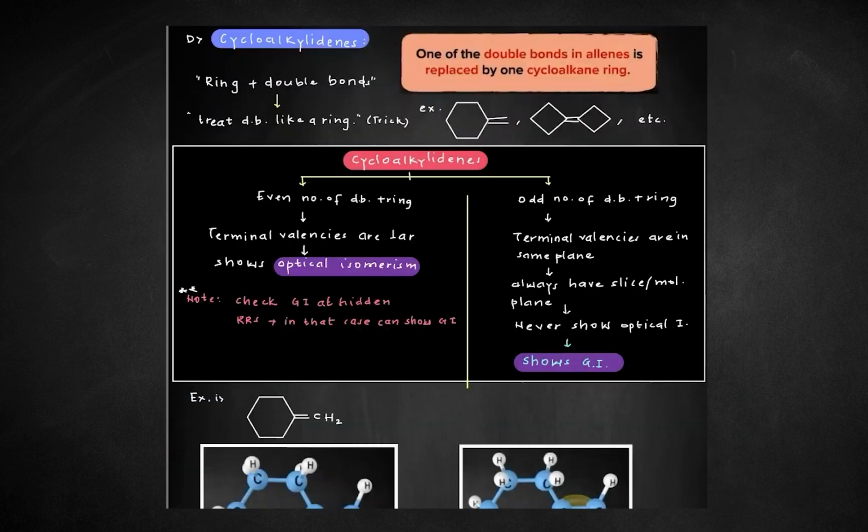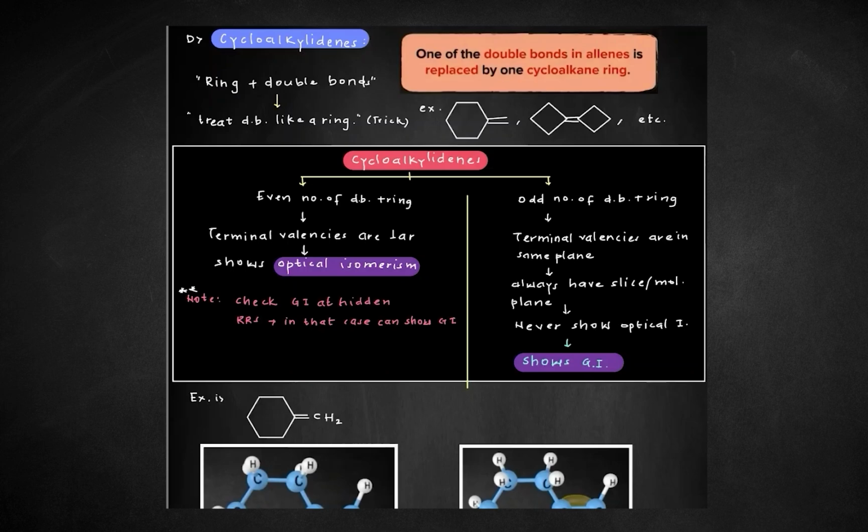Now let's take the next case, that is cycloalkylidene. What we have done in this case is that one of the double bonds in the allene is replaced by one cycloalkane ring. If this is the system, then we have replaced this double bond with this particular ring. Such a system having a ring plus a pi bond is called a cycloalkylidene system. Whenever there are continuous pi bonds, the system is called a cumulene. When there are continuous rings, the system is called a spiro system or polyspiro system. And when there is a ring plus a pi bond, the system is called a cycloalkylidene system.